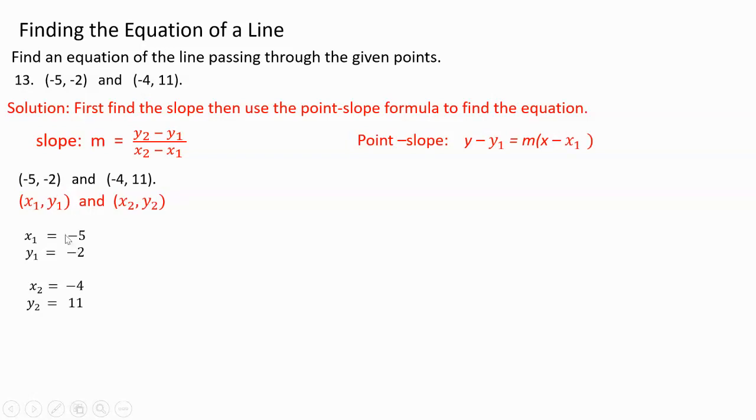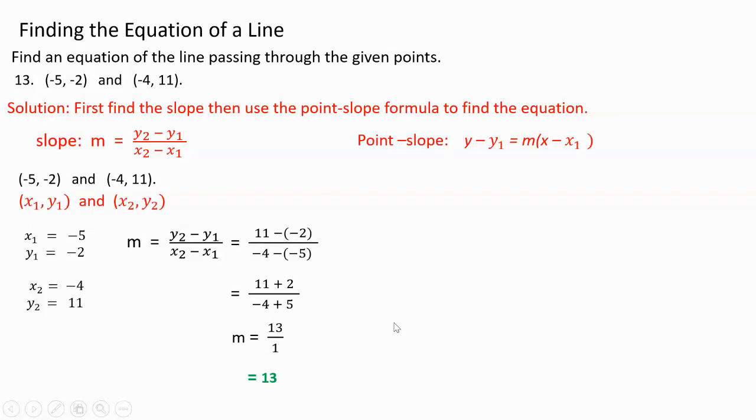There's my x1, which is -5. My y1 is -2. My x2 is -4. And my y2 is 11. So let's plug them in. It's going to give us 11 minus -2 over -4 minus -5, which gives us 13 over 1. My slope is 13.